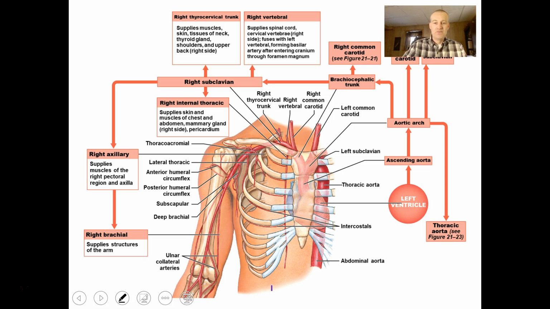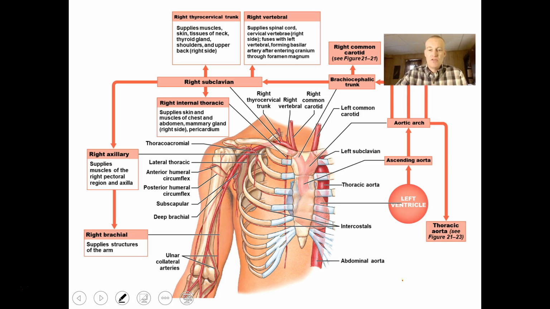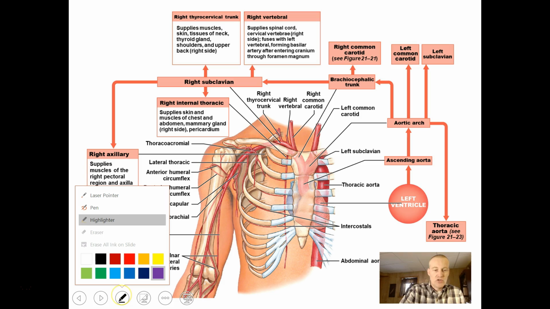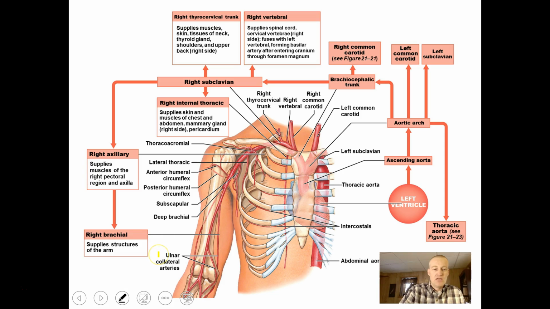Okay, so I want to go ahead and start talking about the general circulation, and we're doing arterial parts this time. So we'll start off with arterial parts, and I'll see if I can use the yellow highlighter to help us out here. So we're starting here in the left ventricle, and in the left ventricle we have blood coming out of the left ventricle into the ascending aorta.